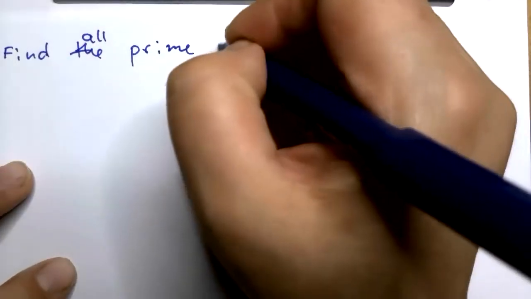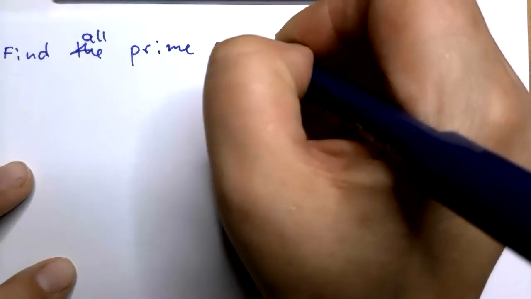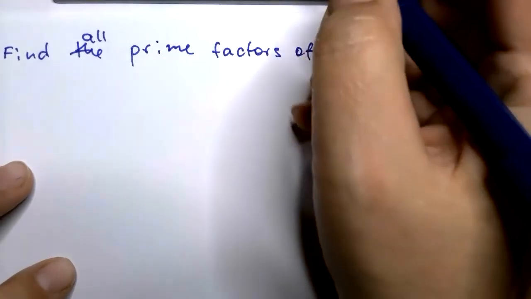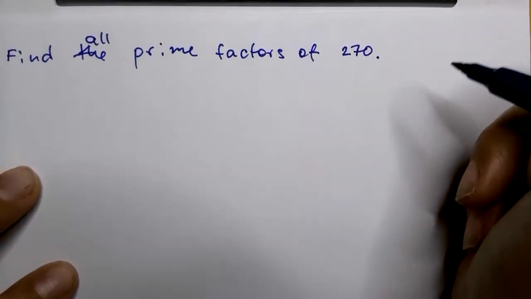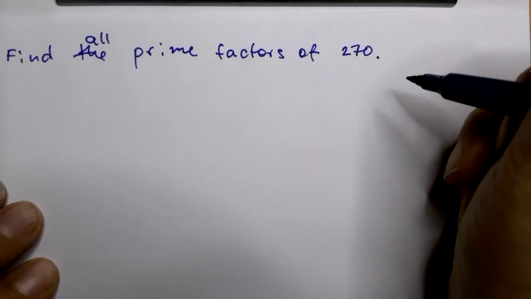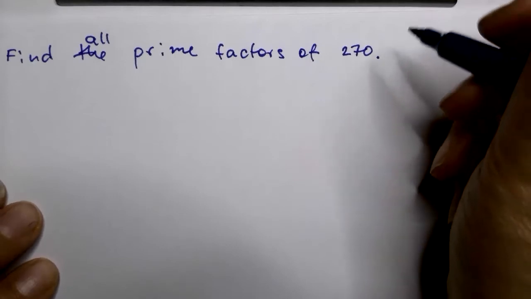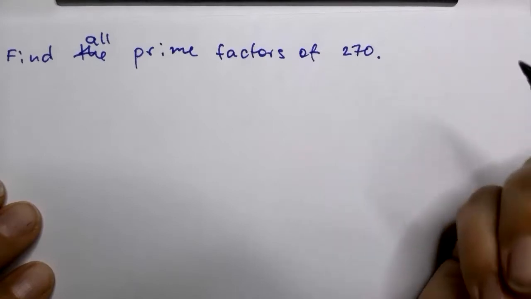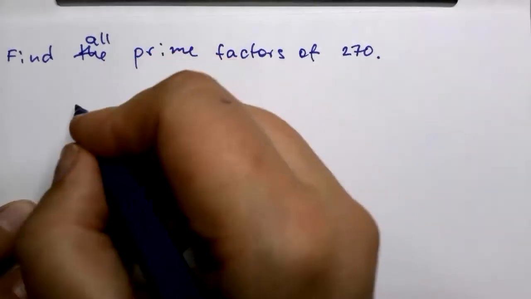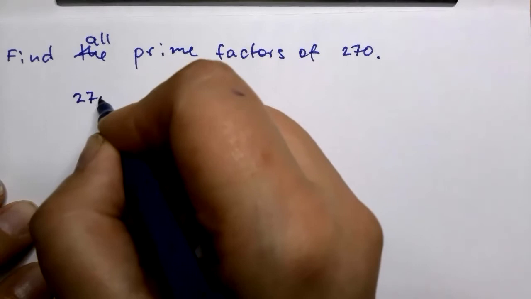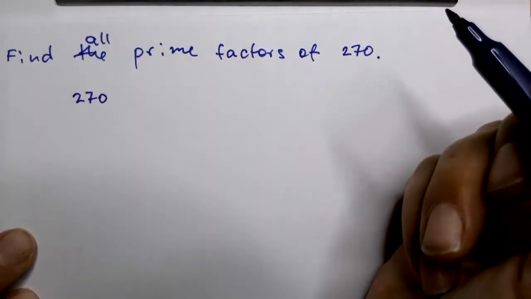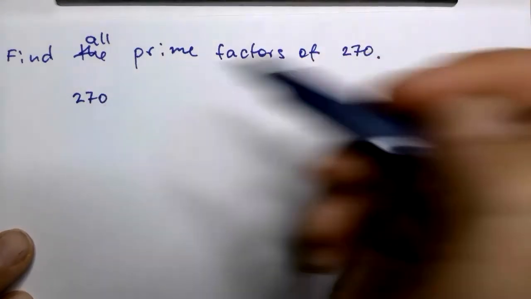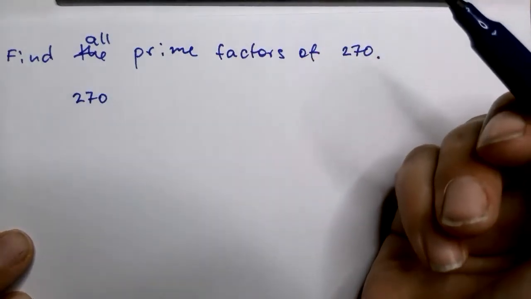Let's say our objective is to find all prime factors of 270. How are we going to do that? Well, different people have different techniques, but I like this sort of tree diagram. So I think of different ways to get 270.